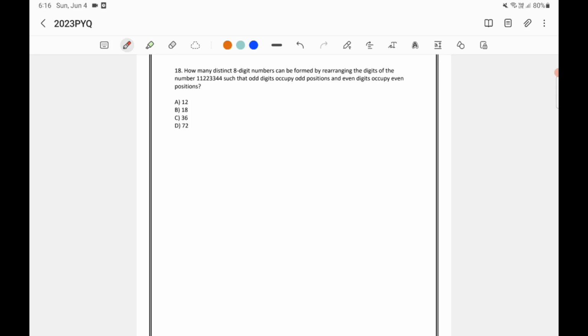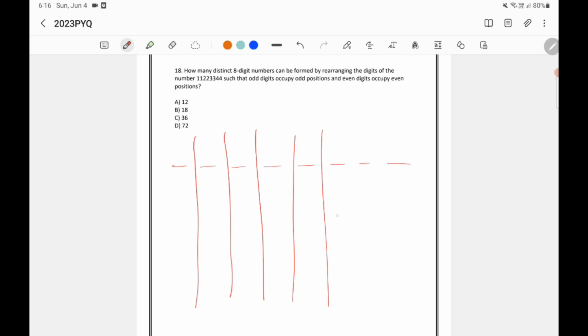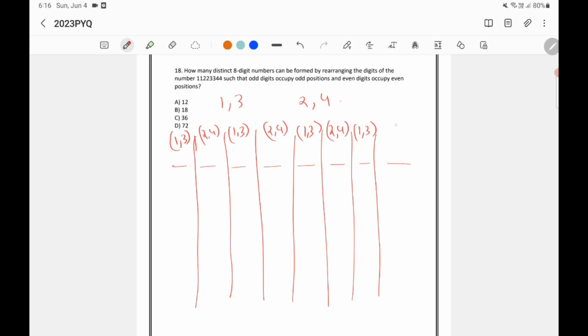So there are 8 positions here, as it is an 8-digit number: 1, 2, 3, 4, 5, 6, 7 and 8. Now the odd digits here are 1 and 3 and the even digits are 2 and 4. So in the first position 1 or 3 will come, because odd digits will come in odd positions. Here also 1 or 3 will come, here also, and here also. And in the even positions 2 or 4 will come, in each of the four. This is how we need to do it.